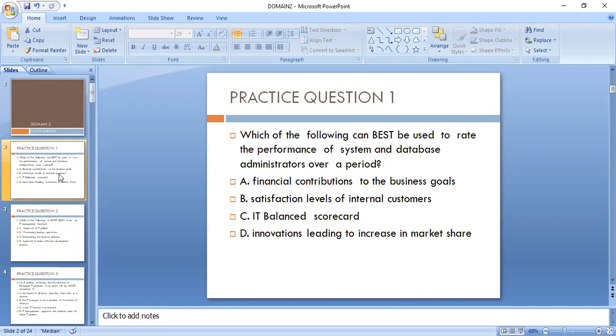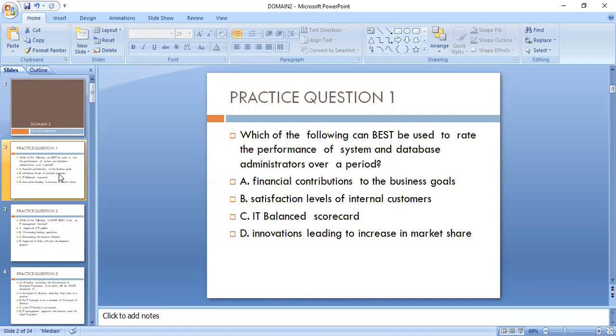A. Financial contributions to the business growth. B. Satisfaction levels of internal customers. C. IT balance scorecard. D. Innovations leading to increase in market share. Now, this is a question testing your knowledge of IT balance scorecard.